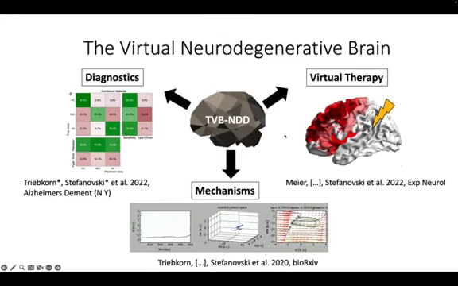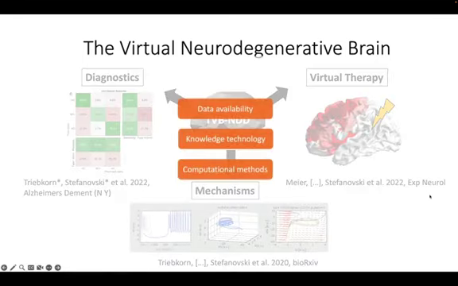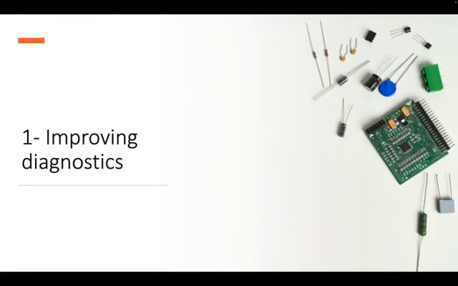As you can see here, for example, a mechanism in a healthy brain is called bistability. So you see the brain switching between an oscillatory and a non-oscillatory state, and by reproducing this in a simulation, we can understand what is behind there. But you also have some cross-sectional approaches that can help in translation into clinics, and that's the field of data availability and making data more available, then the field of knowledge technology, and in general computational methods. So I will start with the first column of improving diagnostics.